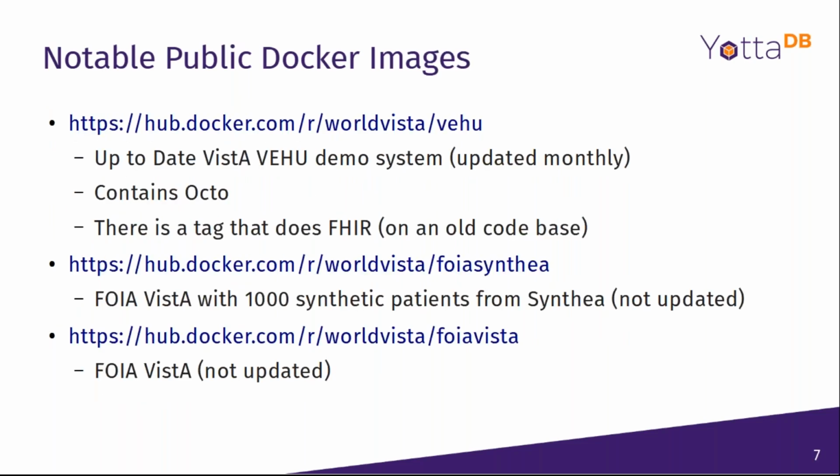So the notable public Docker images, there is one for VEHU that's updated monthly. It actually contains the actual latest VA FOIA source code. That's up to date. It contains Octo, and I believe it also contains the YataDB GUI. And there's a specific image that has the FHIR interface that we built during OSEHRA time.